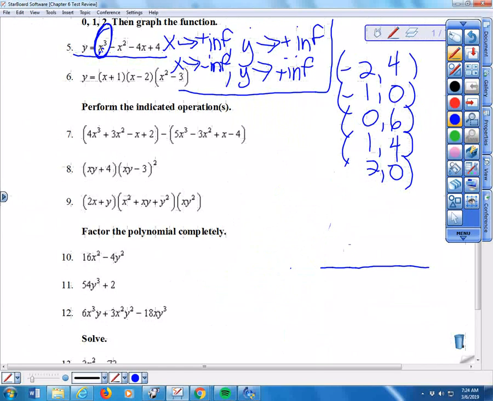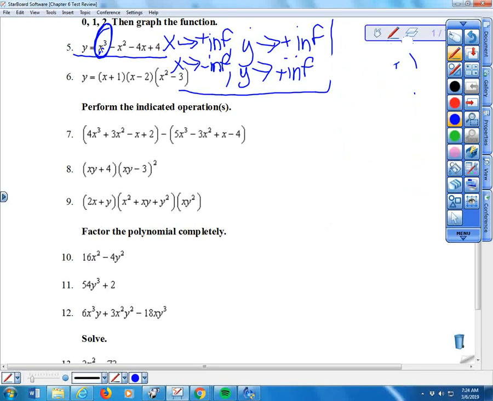Next one, perform the indicated operations. The thing you really have to be careful with here, and I've seen this several times, if you choose to use a separate piece of paper for these kinds of problems to record your answers, write them exactly the way this is written. I had a student write this on their paper and not put the negative, and so they ended up multiplying everything. Make sure that you're copying these problems onto your paper exactly the way the test is written, because this is a subtraction problem, not a multiplication problem.